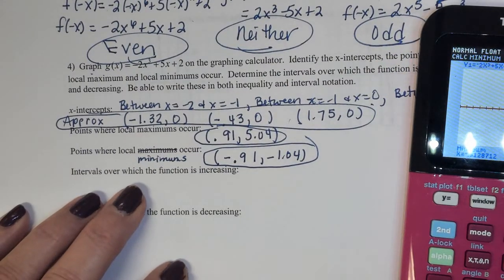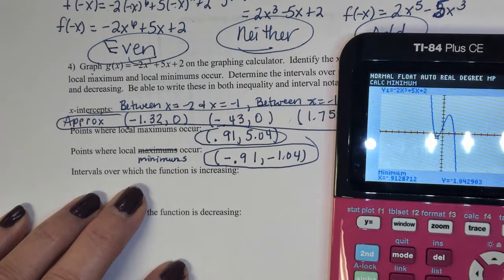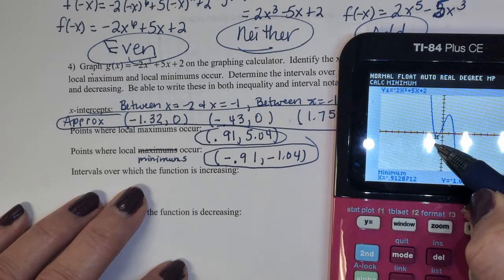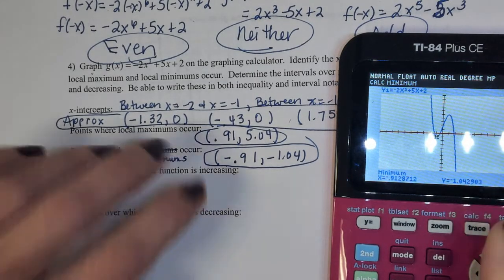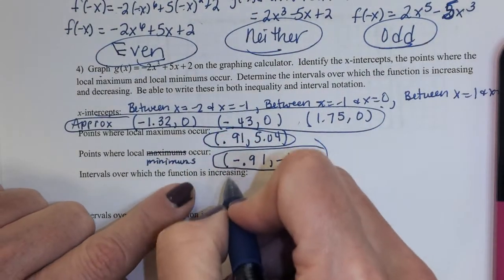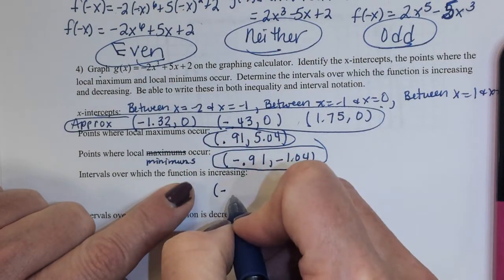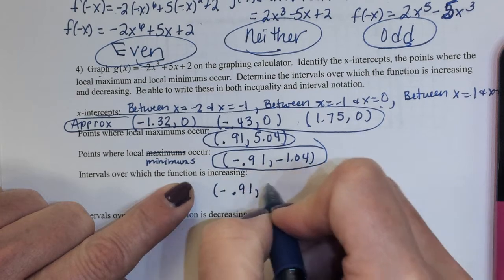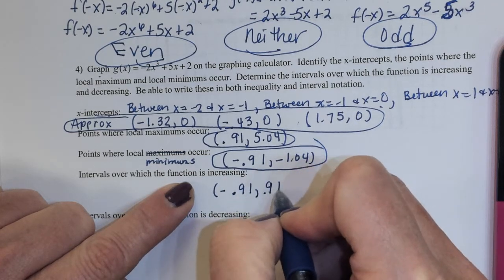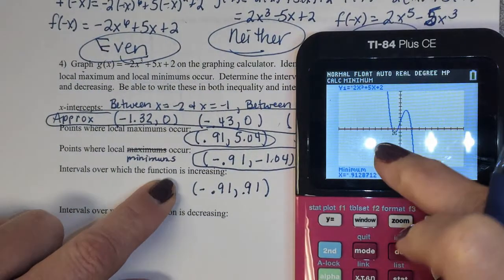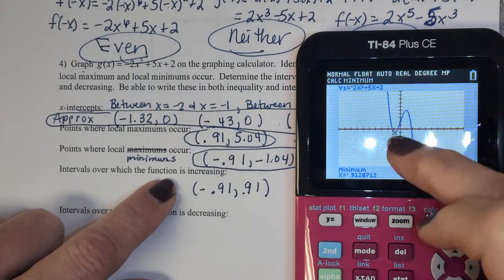Okay, intervals over which the function is increasing. Well, the function is increasing from here to here. I just found those points, didn't I? So it's increasing from an x value of negative 0.91 to positive 0.91. Those are the x's that are causing it to increase.